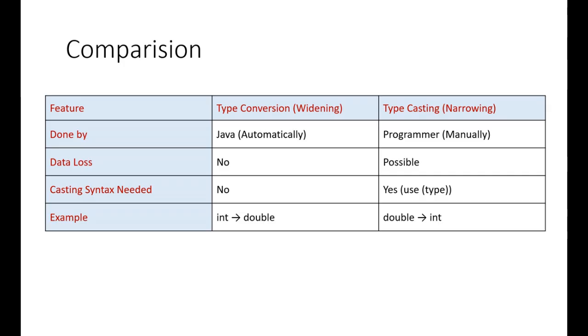So here is the comparison: type conversion is done automatically and narrowing casting is done by the programmer. Data is not lost in type conversion, that is widening, and in narrowing we have the possibility to lose data. No syntax is needed while the data conversion is done automatically, but in typecasting I have to mention the type of data before casting. Now you can see that conversion from smaller to larger is widening, like int to double, which is a very normal, automatic conversion, and typecasting is converting from a larger value to a smaller value.